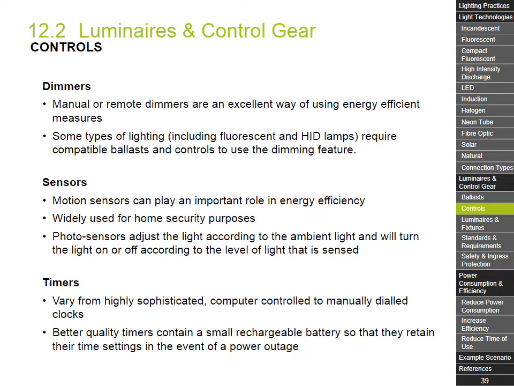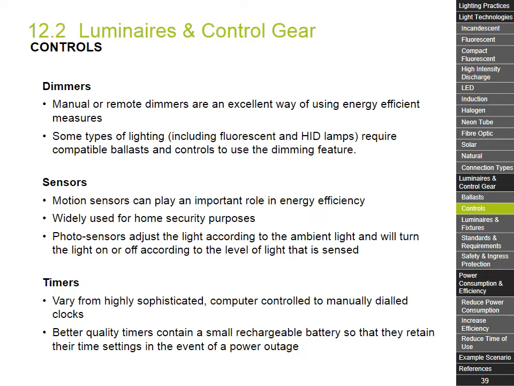Some are programmable to dim to a prescribed lumen rating, while others simply turn the lights off if an adequate level of light is present, either through windows or adjacent lighting features. Timers vary from highly sophisticated computer-controlled systems to simply manual dialed clocks, yet both types can have a calculated effect on energy savings when used in areas where the lights typically remain on full time. They are used where lighting is only required for a set time in the day or week, such as in a regular office or car park.